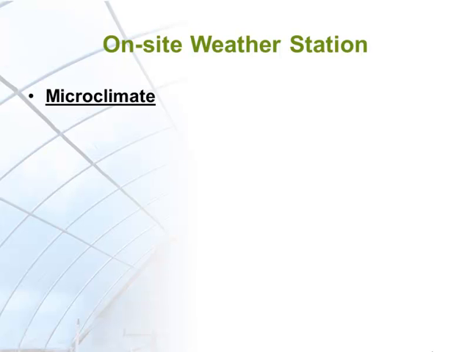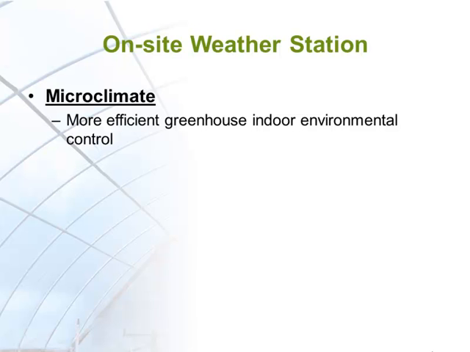The microclimate information can be used for more efficient greenhouse indoor environmental control, for rain protection, so that dedicated greenhouse crops do not suffer rain damages, and for structure protection, so that timely measures can be taken to prevent structural damages under extreme weather conditions such as strong wind and heavy rainfall.